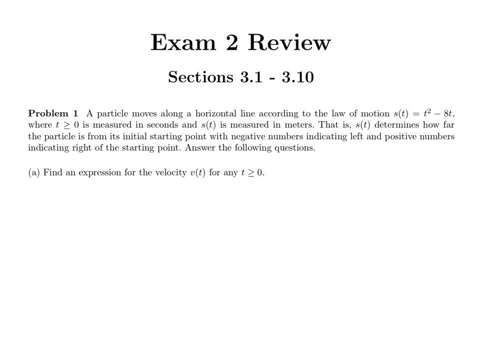The way this is defined is, to find v of t, you simply take the derivative of your position function. So if we have t squared minus 8t for s of t, its derivative is 2t minus 8. And I'll note that this has units of meters per second. Again, that's because s is measured in meters, t is measured in seconds. The derivative is a rate of change, meters per second.